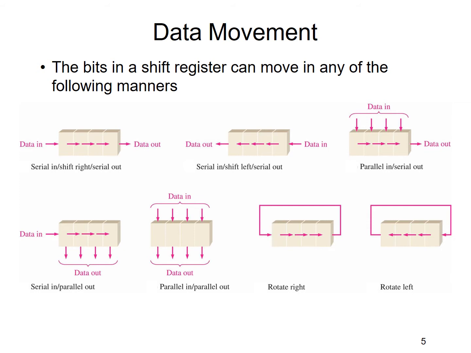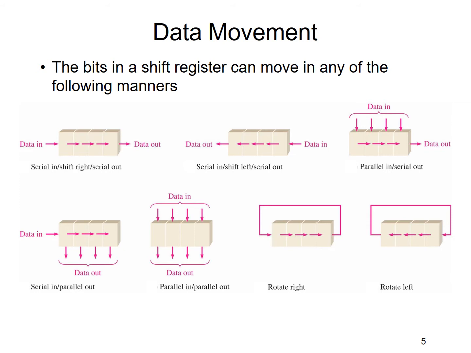First one, serial in and serial out. So the first one is serial input and serial output shift register. Of course, this is towards the right. Second is serial in, serial out. Now the data input is from the left and output is from the right. Here the data input is from the right and the output is from the left.